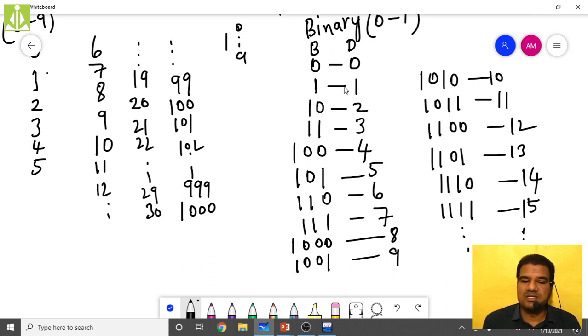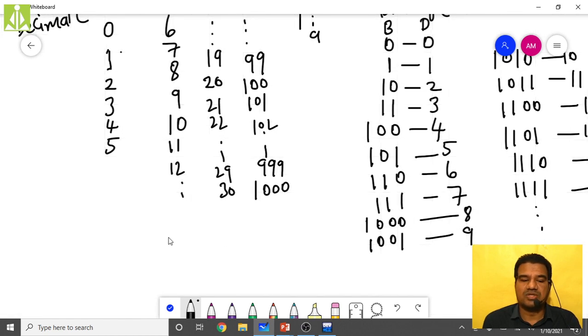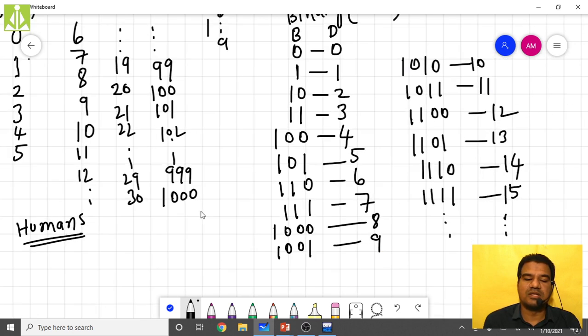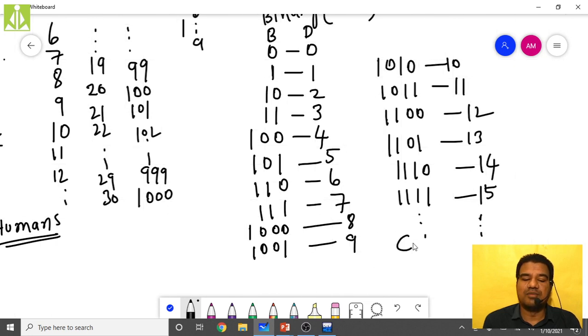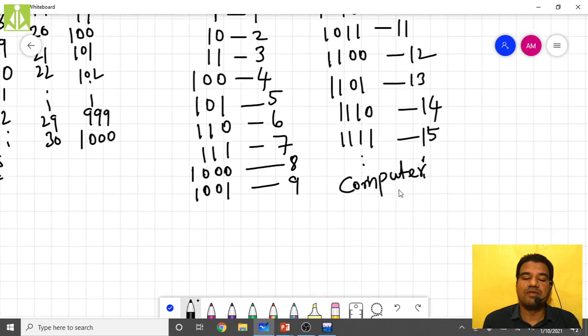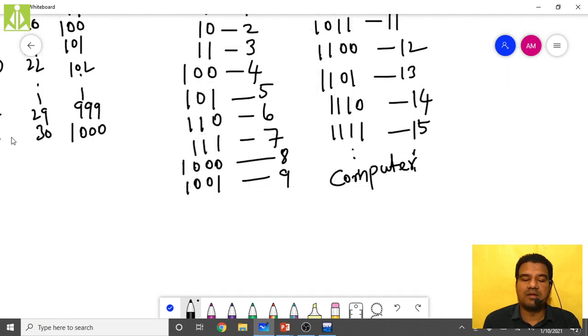So like this, this is your binary system and this is your decimal system. This system we humans will follow. We humans will understand and follow this system. But this system, your computer will follow, and your computer will convert all our decimal numbers into binary before storing them into memory.